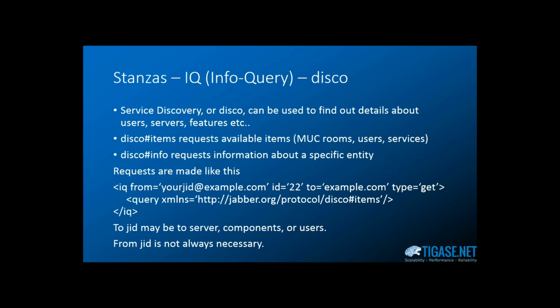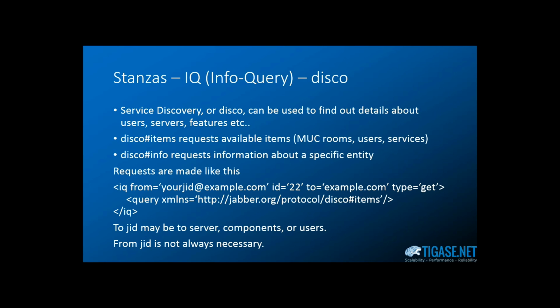There are 2 different XML namespaces available for the query type. This is disco#items, which will request available items. For example, available MUC rooms in a multi-user chat component, users that are logged into a server, and services and features available about a server. The second type is disco#info that requests information about a specific entity. For example, if you wanted to know some details about a particular user, or some details about a particular room, like what features are available for that room.